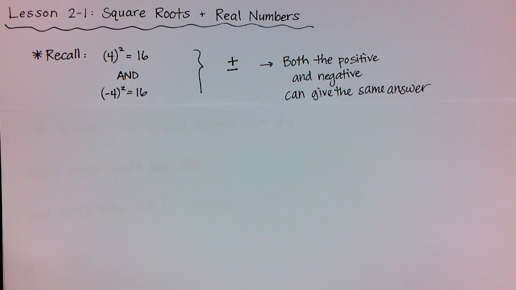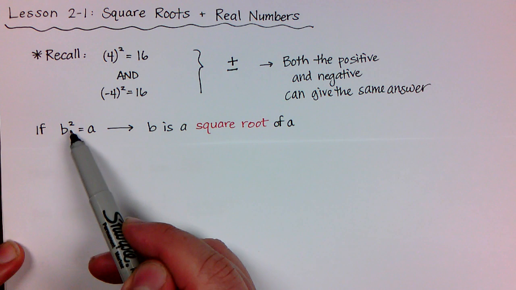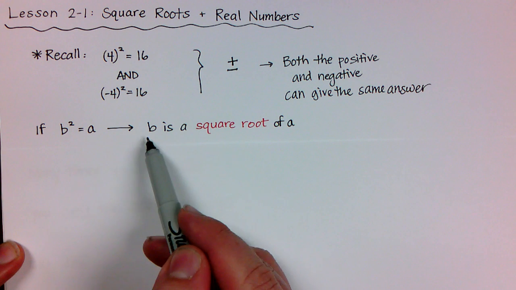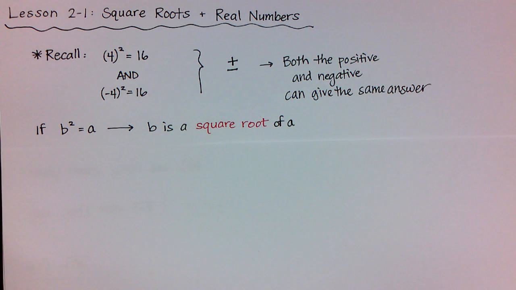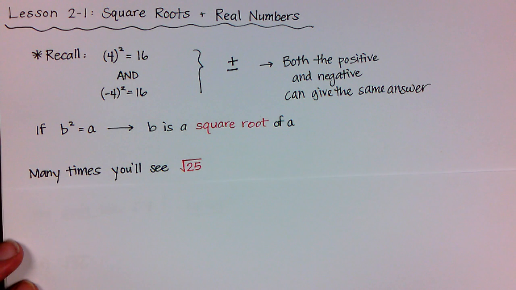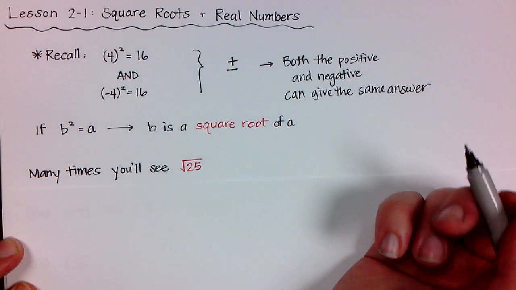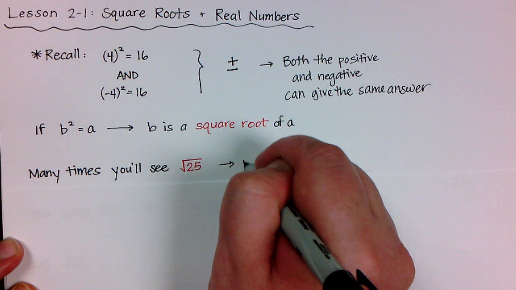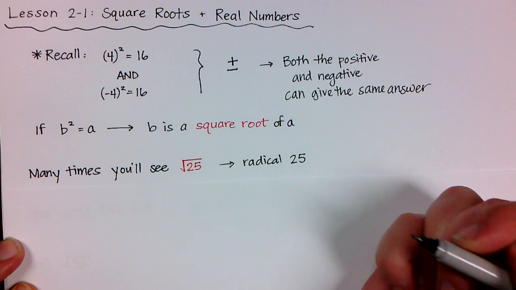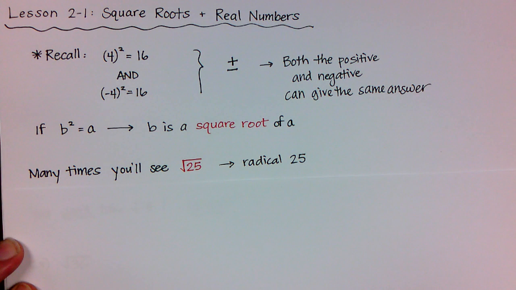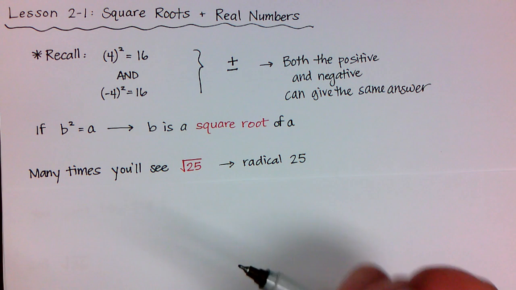Awesome. So in general, if b squared, so if some number is being squared, equals a, then we're going to say b is a square root of a. Okay? So many times you're going to see the symbol that looks like this, and we call this radical 25. You might also say square root of 25, but this symbol right here is the radical symbol.